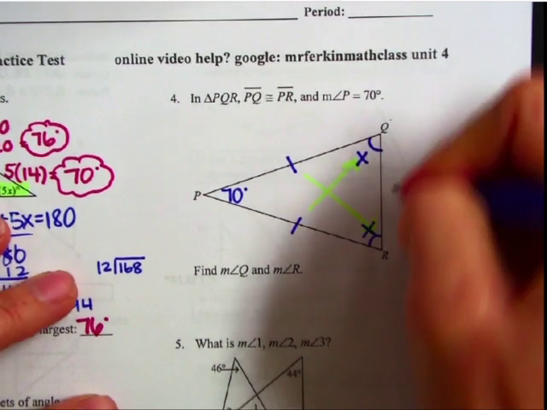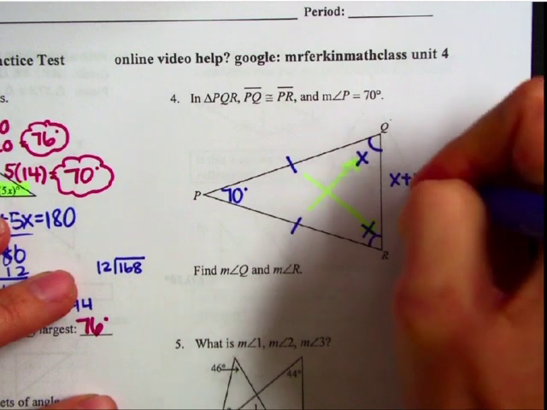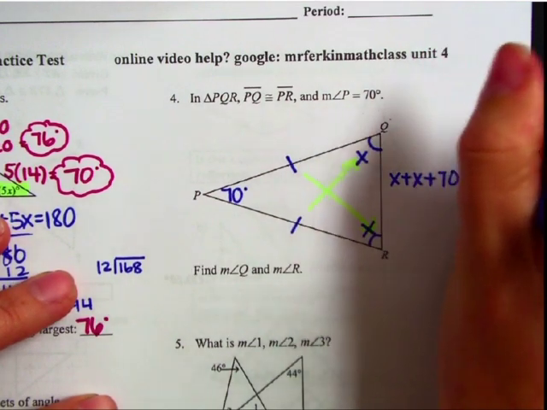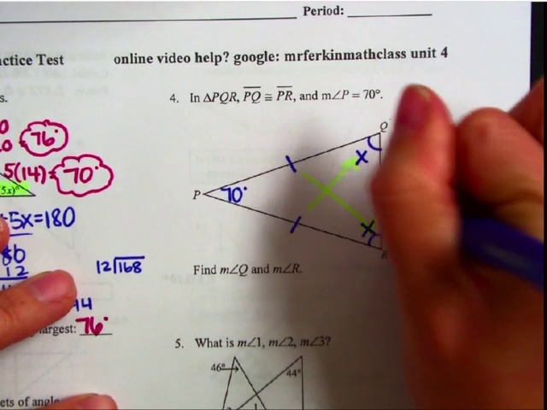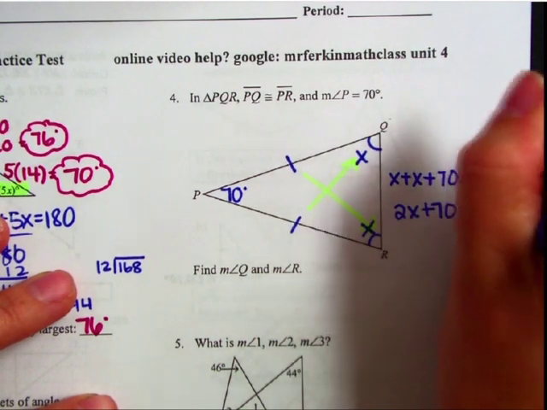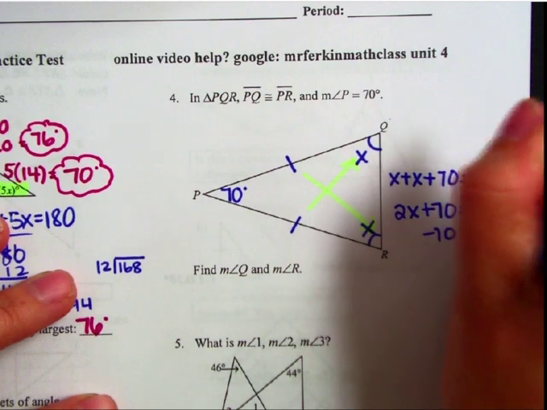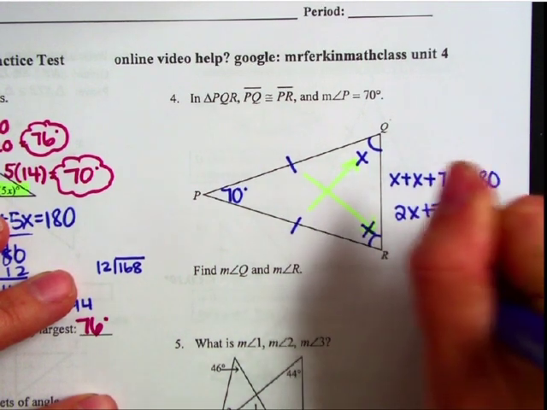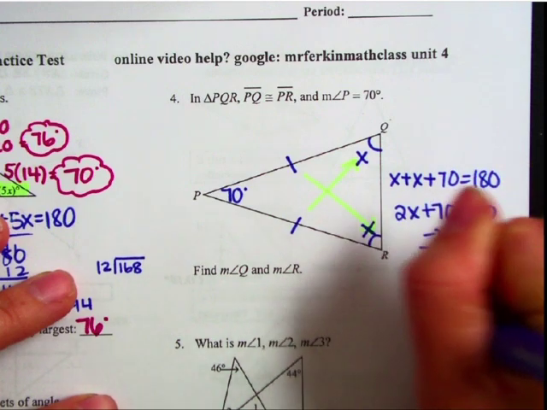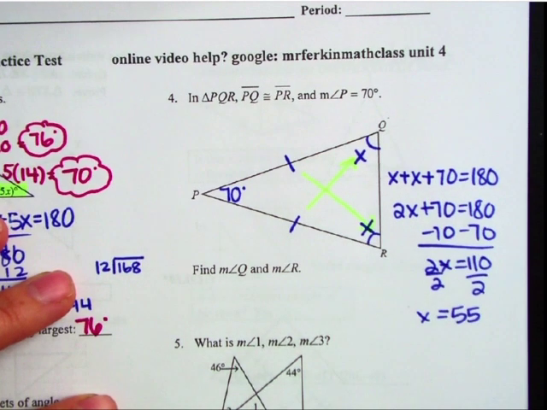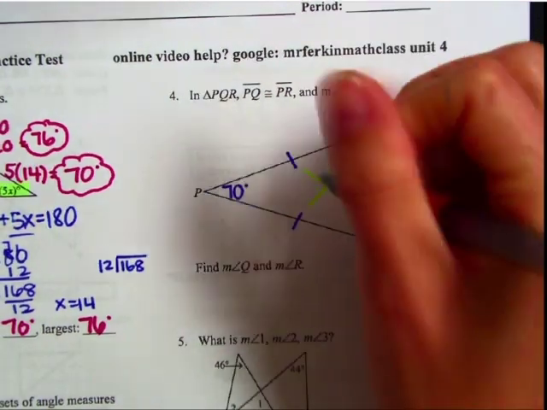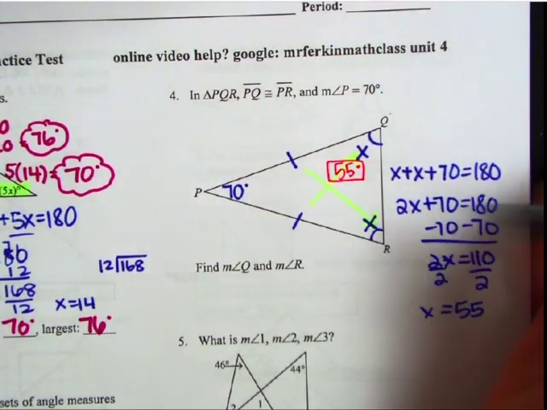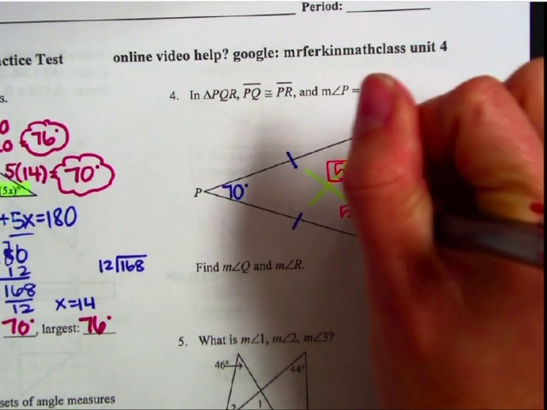And I know that those three angle measures inside of the triangle will add to equal 180 degrees. So when I solve this equation, I end up with x equals 55. So that means my angle measure here, angle Q, is 55 degrees, and here angle R is 55 degrees.